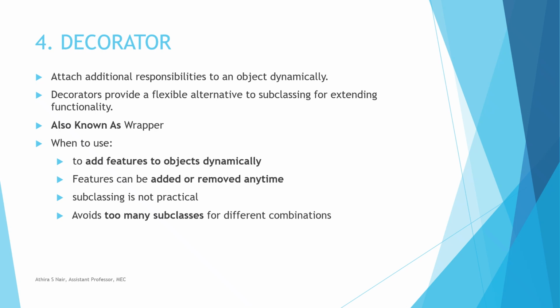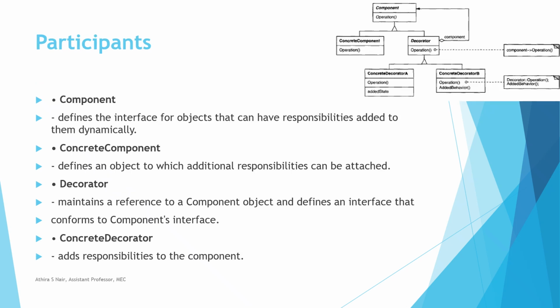So sometimes a large number of independent extensions are possible and would produce an explosion of subclasses. Or a class definition may be hidden or otherwise unavailable for subclassing. So the participants are component. It defines the interface for objects, and concrete component defines an object to which additional responsibilities can be attached. Decorator maintains a reference to a component object and also defines an interface. Concrete decorator adds responsibilities to the component.